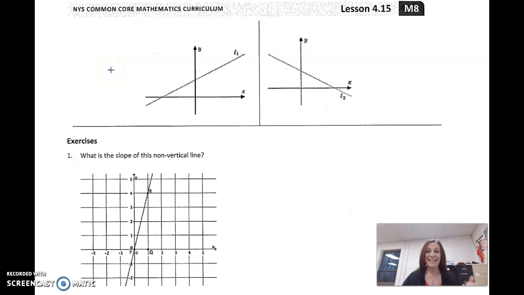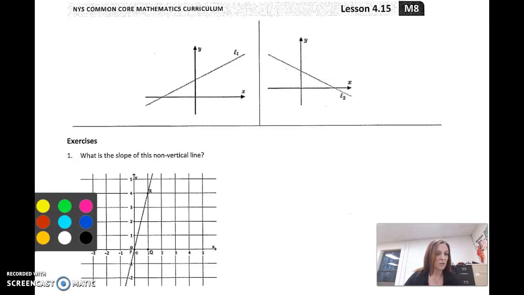All right, so again, in lesson 15, we're talking about the slope of a non-vertical line. So we just went through and we found some ratios. We were finding the ratios of how much we went up compared to how much we went right. So let's look at these two lines here. Let's take this first one.